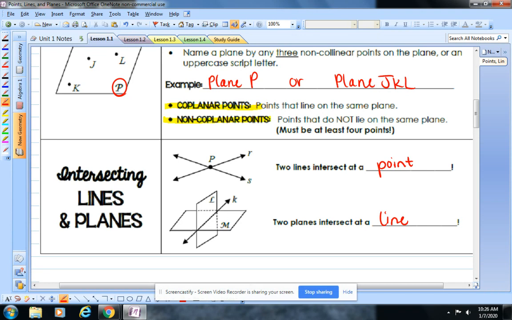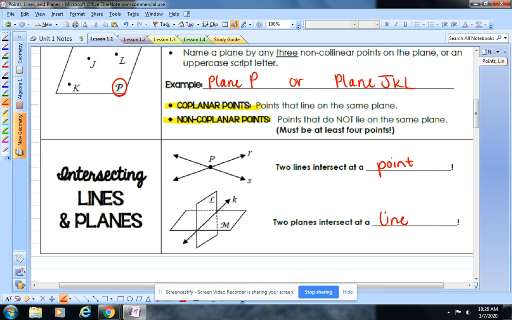So something they didn't show you a picture of. What if a line intersects a plane? Where do you think it intersects at? Well, let's pretend my pencil is a line. This piece of paper is a plane. This would be what that would look like. Right. So they intersect at one point. So a plane and a line intersect at a point. Does that make sense? It's kind of like the pencil through a piece of paper.